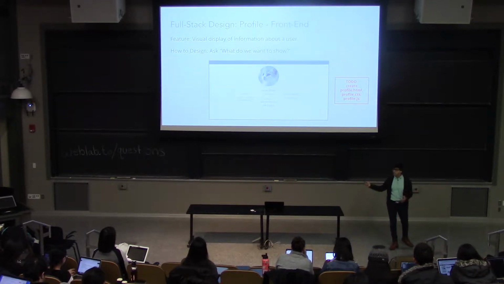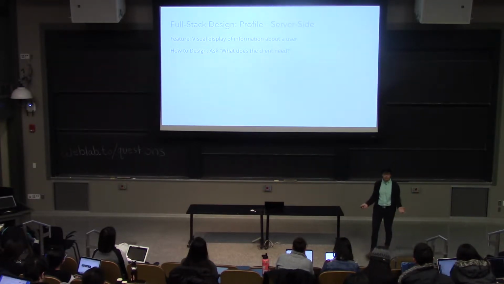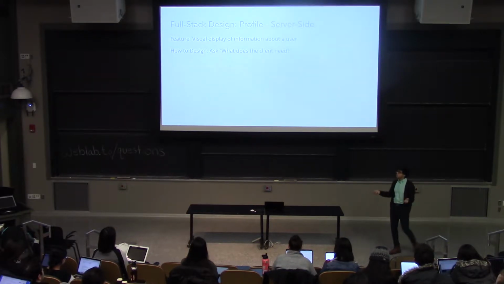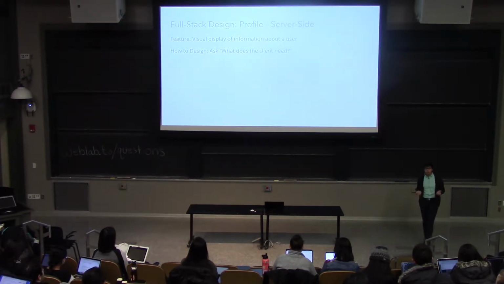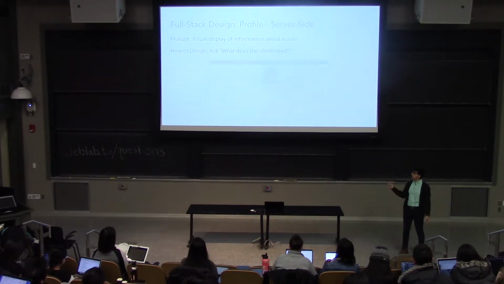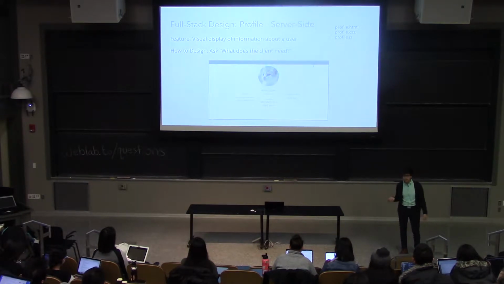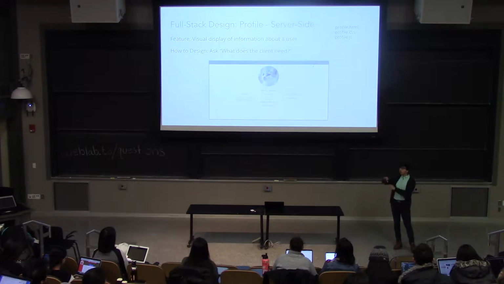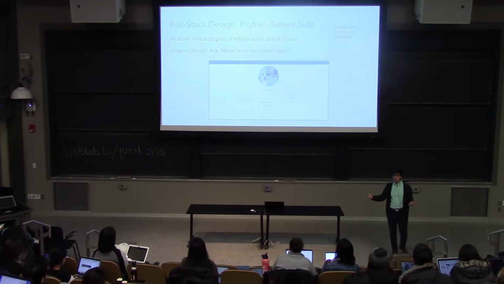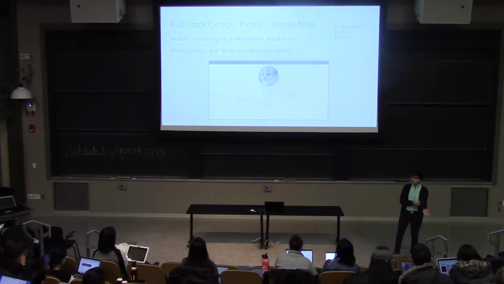Okay? Next, let's look at the server side. Again, we're looking at this visual display of information about a user, and the question we want to ask is, what does the client, the Chrome browser, what does it need? And so in this case, the first thing it needs, obviously, are these files that we are talking about. And you don't even have to make these files. But the idea is you want to create the functionality to make the client be able to get these files.